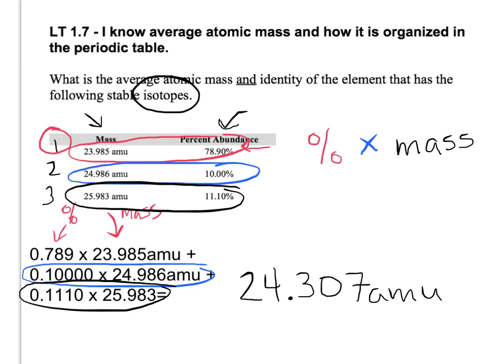Then I look up at the periodic table, and since I got such a close number to magnesium, which has the atomic number of 12, I can safely assume that this data represents magnesium, Mg. So there are my final answers.